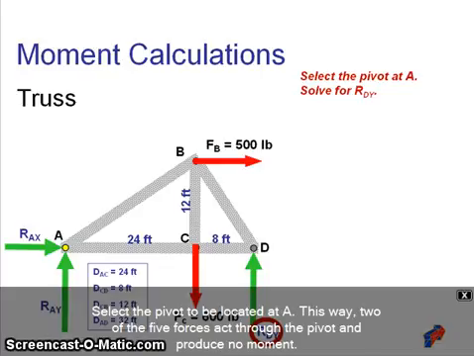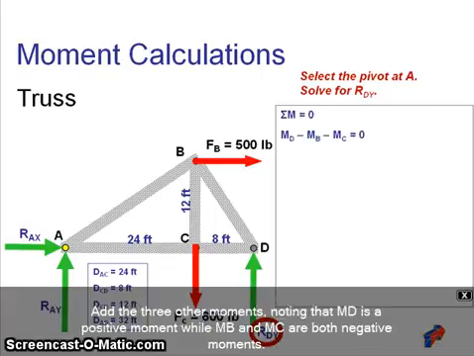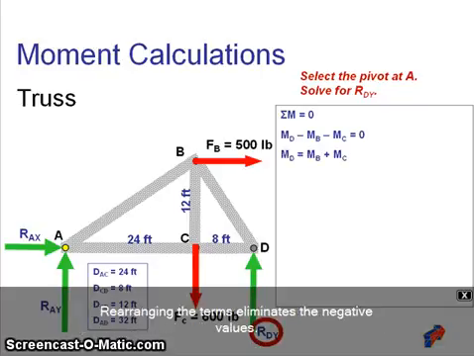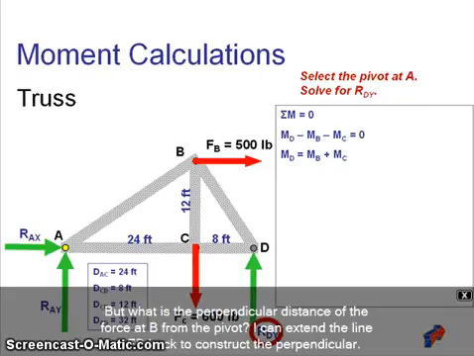Select the pivot to be located at A. This way, 2 of the 5 forces act through the pivot and produce no moment. Add the 3 other moments, noting that MD is a positive moment, while MB and MC are both negative moments. Rearranging the terms eliminates the negative values. We can see the perpendicular distances of the forces at C and at D from the pivot are 24 feet and 32 feet respectively. But what is the perpendicular distance of the force at B from the pivot?